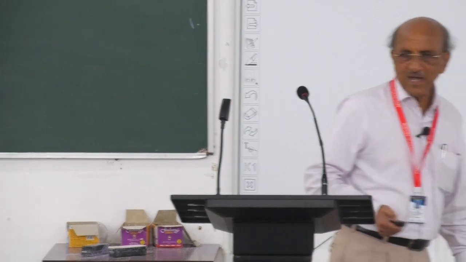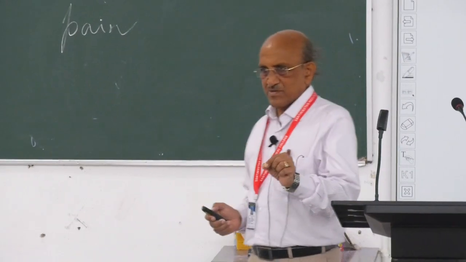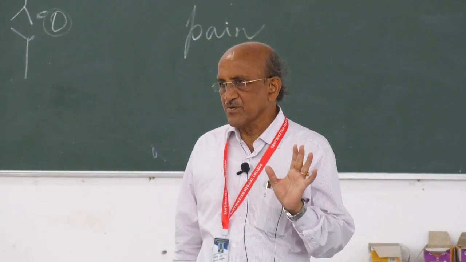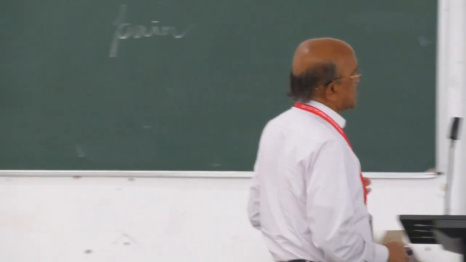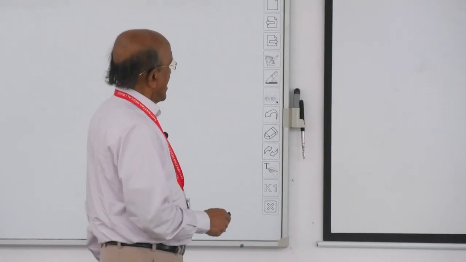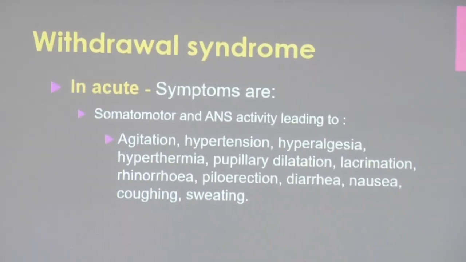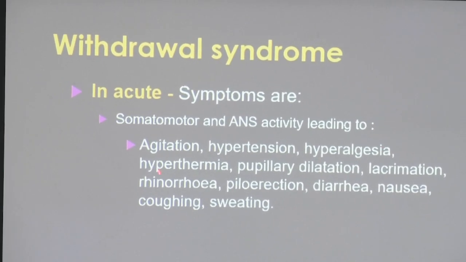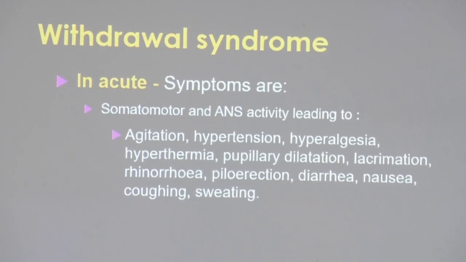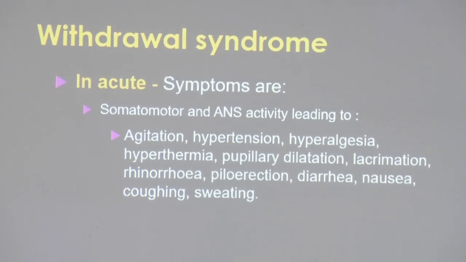In acute cases, there are two types of symptoms: first, significant somatomotor and autonomic activation, and number two is the affective part. Somatomotor may lead to agitation, hypertension, hyperalgesia, hyperthermia, dilation of the pupil, lacrimation, diarrhea, nausea, coughing and sweating. So remember: agitation, hypertension, hyperalgesia, hyperthermia, pupillary dilation, and secretion. All the secretions will be increased. This is due to somatomotor and ANS activity.